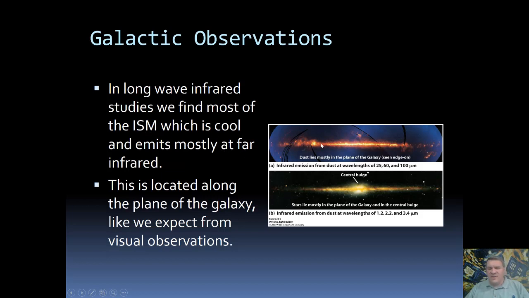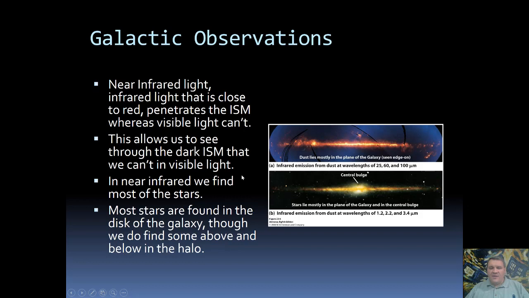So what regions of the interstellar medium are the coolest? And we find that there is a lot through the disk of the galaxy. The bottom image is near infrared. So this is infrared light that is actually close to the visible spectrum. Near infrared light passes through the interstellar medium fairly well, so this is going to trace out where all the stars are located in the galaxy, and we find that most stars are in the disk, but we also have quite a few in the central bulge.